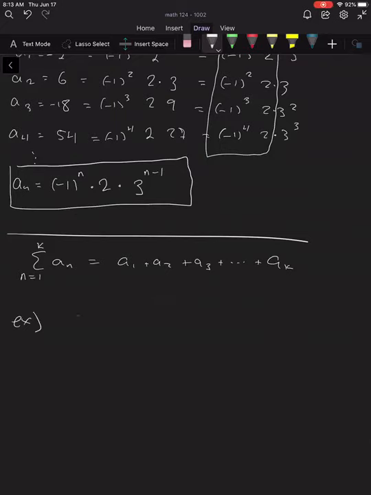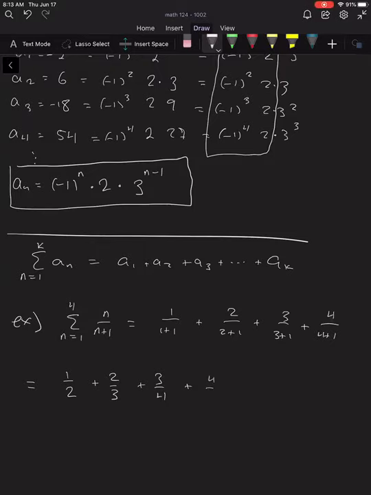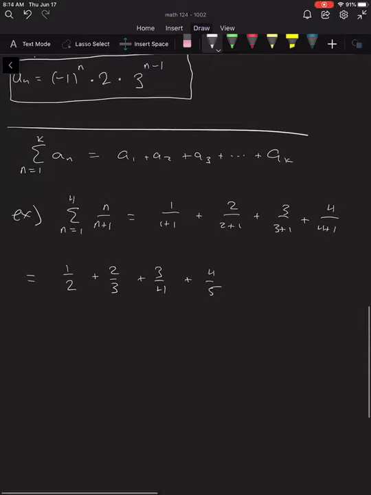Say we wanted to calculate the sum from n equals 1 to 4 of n over n plus 1. This is going to equal, so we start with 1, so we get 1 over 1 plus 1. Then we do 2, so 2 over 2 plus 1. Then we do 3, so 3 over 3 plus 1. Then we plug in 4, so 4 over 4 plus 1. So we end up getting 1/2 plus 2/3 plus 3/4 plus 4/5. And this would be our answer.